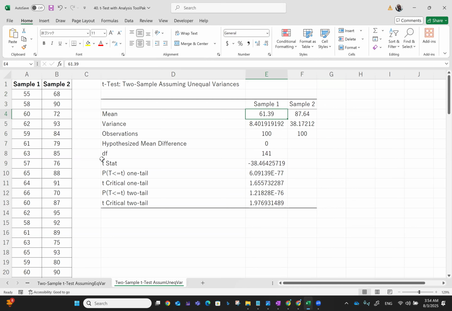Hypothesized mean difference is 100. Degree of freedom is now 141 because definitely this is following another kind of calculation. And then the test statistic is minus 38 points, all of this. And then here you have very small probabilities, right? Very small compared to the critical value. So in this case, again, we also uphold the null hypothesis that there is significant difference between the mean of the two samples, even in the case of heteroscedasticity.